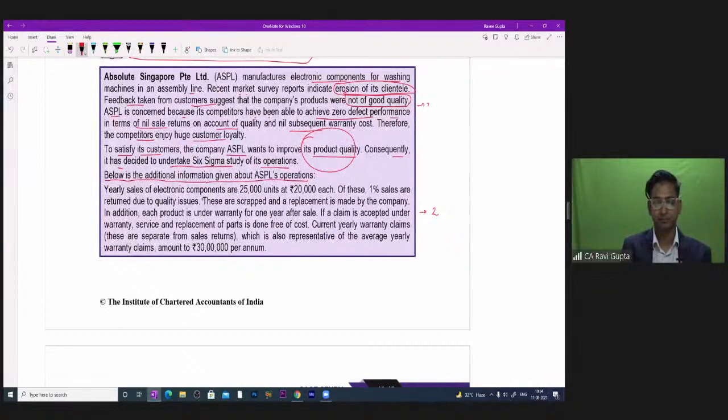Yearly sales of electronic components are 25,000 units at 20,000 each. Okay. So we are able to sell 25,000 units and the selling price is 20,000. Of these, 1% of sales are returned due to quality issues. These are scrapped and a replacement is made by the company. In addition, each product is under warranty for 1 year after sales.